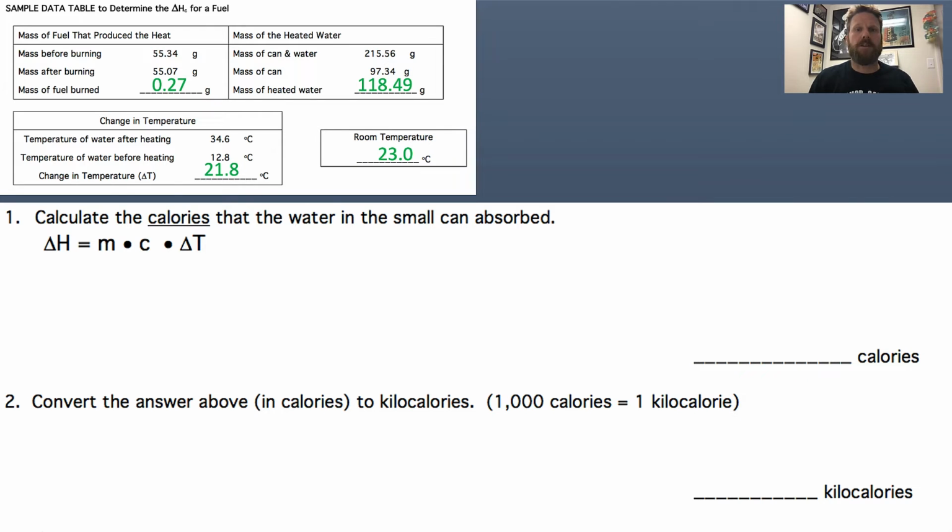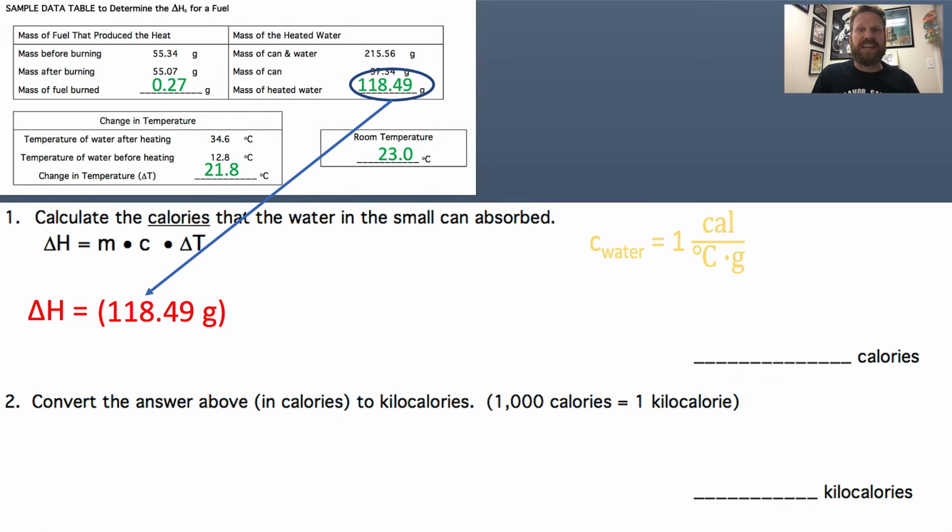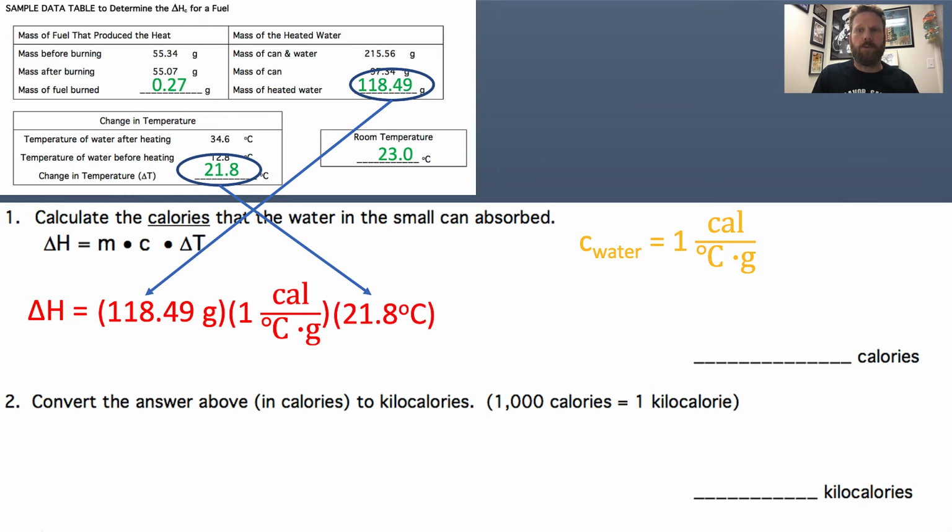Now we are ready to determine the thermal energy absorbed by the water using our equation. In this case, delta H equals the mass of the heated water, 118.49 grams, times the specific heat constant for water, which is 1 calorie per degree Celsius times grams, times the change in temperature of the water, 21.8 degrees Celsius. By analyzing the units for these values, you can see how the grams cancel and the degrees Celsius cancel. This means our numerical answer will have the units of calories. Multiplying these 3 numbers together gives us 2,583.082 calories.